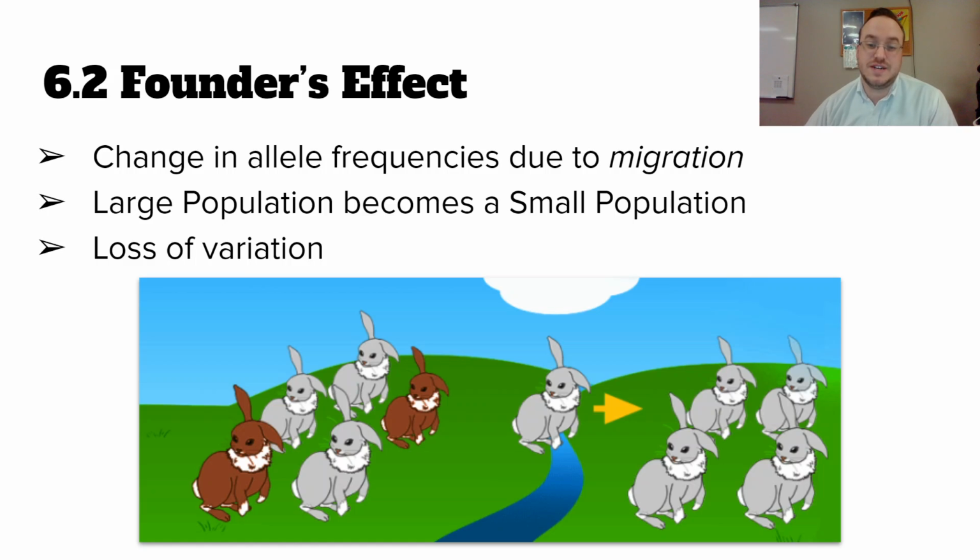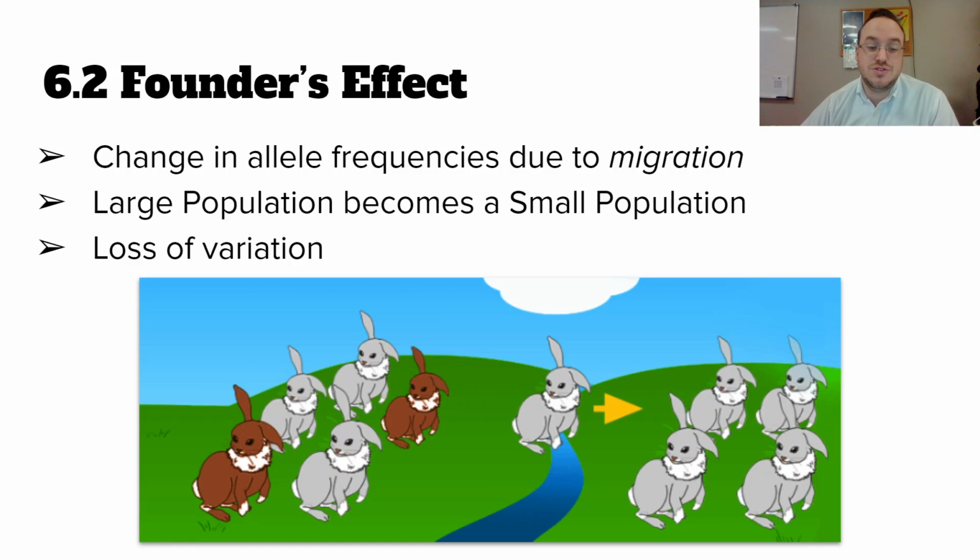And then we've got founder's effect. Founder's effect is always due to migration, right? Specifically, emigration with an E. Emigration with an E is exit. Immigration with an I is into, all right? Those are two vocab words in my class that are going to be in this unit. They're good to know just in general. But there is a change in allele frequency due to migration.